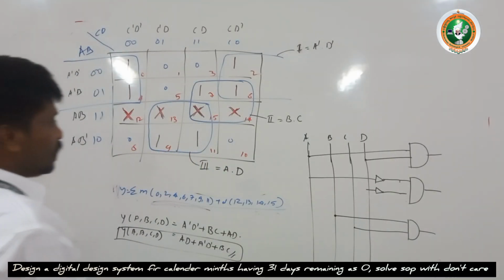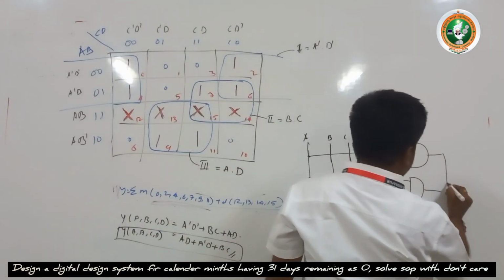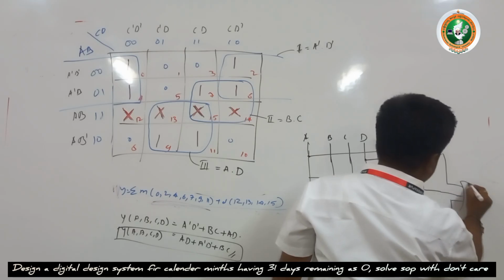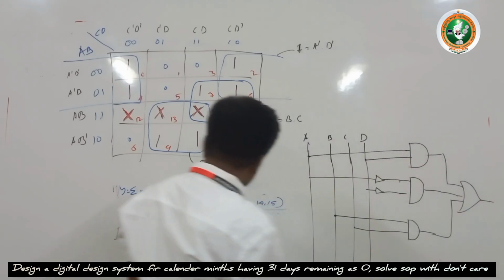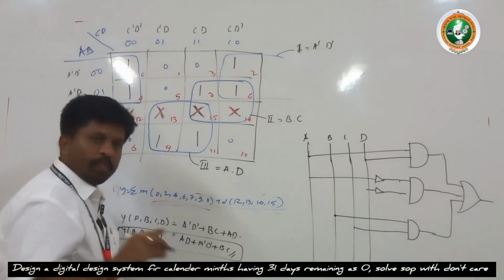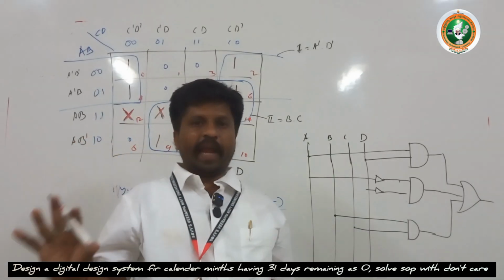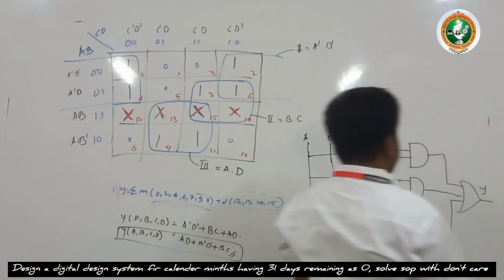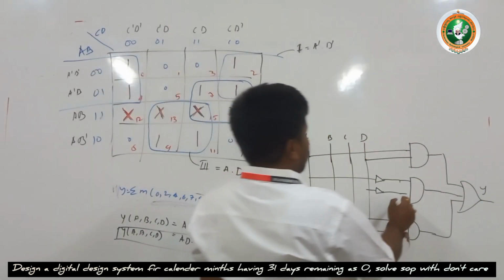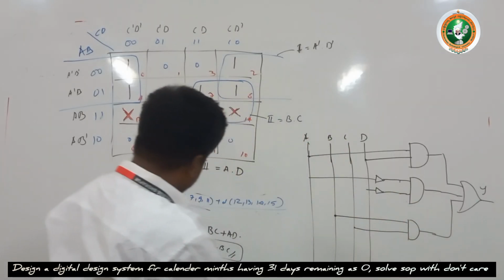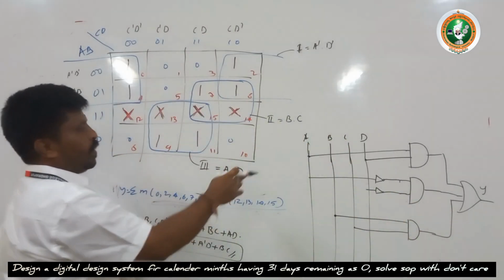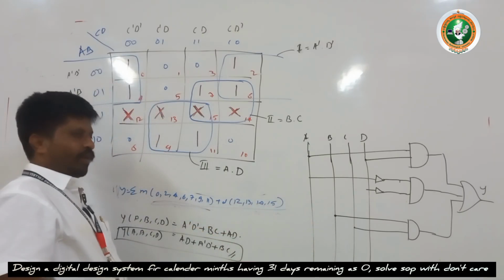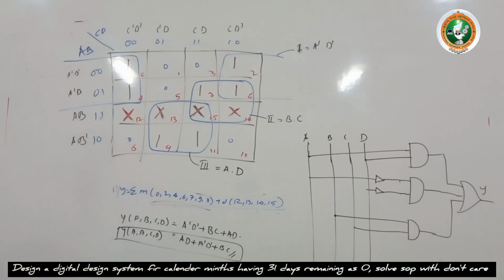Next, all these three are taken to one OR gate, because we have the plus operator, and the plus operator is for the OR gate. So I am writing the OR gate here. That is implemented. This is the realization of the simplified Boolean function from the K-map, realized with the basic logic gates.